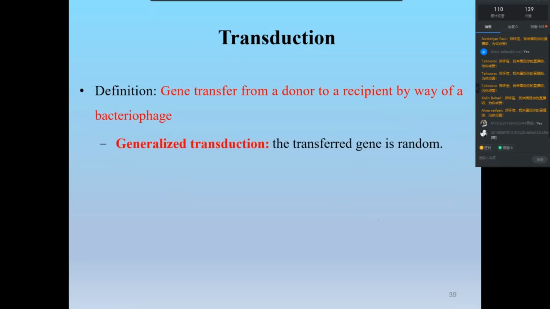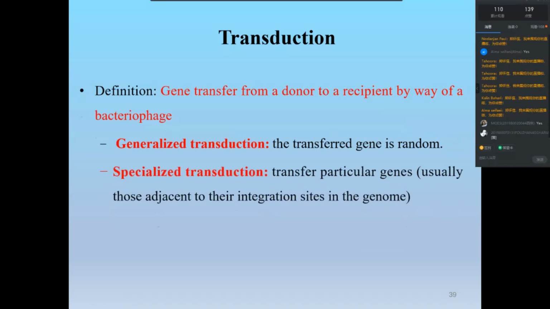There are two types of transduction. One is called generalized transduction. It means that the gene transferred is random, so any gene can be transferred by a bacteriophage. That's why we call it generalized. The other one we call specialized. Specialized means that it can transfer only particular genes, so only some special genes can be transferred.